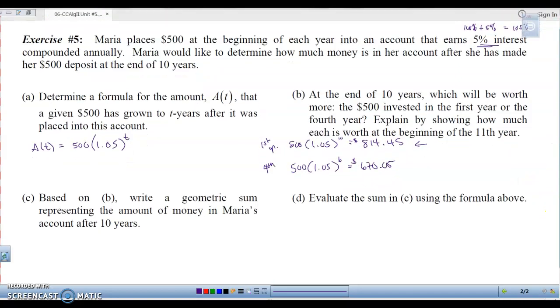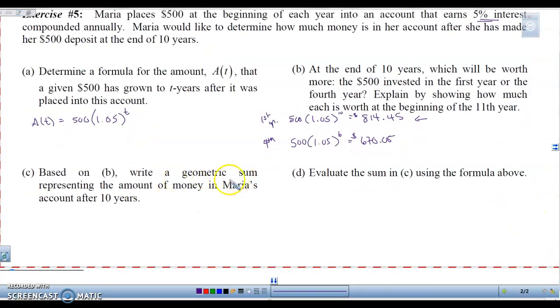Okay, so based on B, write a geometric sum representing the amount of money in Maria's account after 10 years. Okay, so the sum, the first year she would have $500 times 1.05. That would be the first year. The second year, she would have 500 times 1.05 squared. And then so on and so on, plus... until she gets to the 10th year. And that would be the sum.